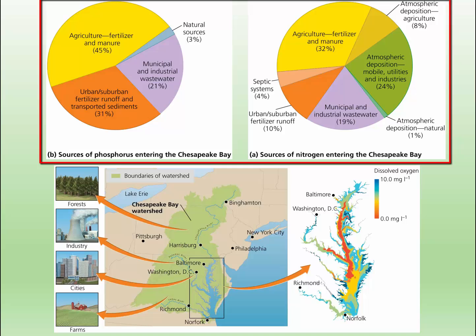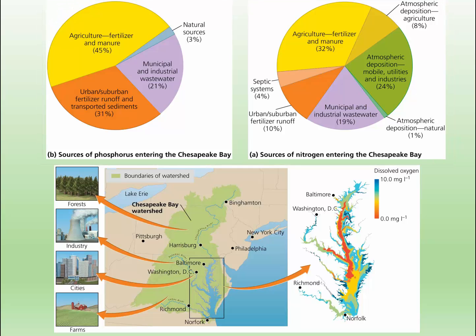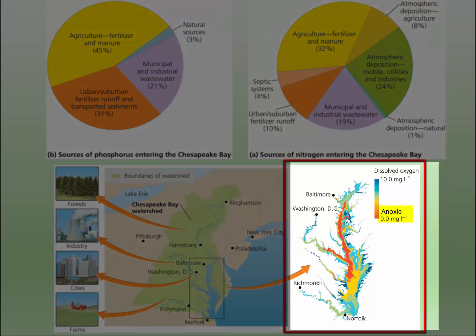You can see in the pie charts where the nutrients are coming from. As you can see, fertilizer use in agriculture and urban and suburban areas and wastewater from municipal and industrial sources are significant contributors of phosphorus and nitrogen entering the Chesapeake Bay. If you're not already aware of it, fertilizer is predominantly nitrogen and phosphorus. When these nutrients get too high in water, they cause hypoxic conditions, as is indicated by the call-out map of the bay on the right.